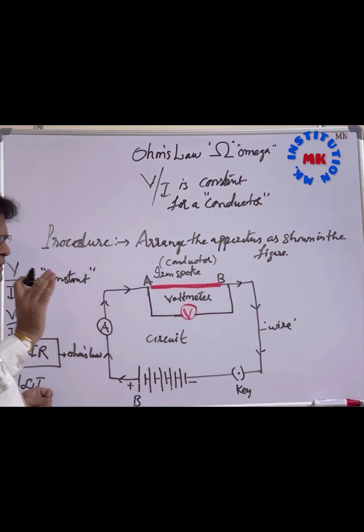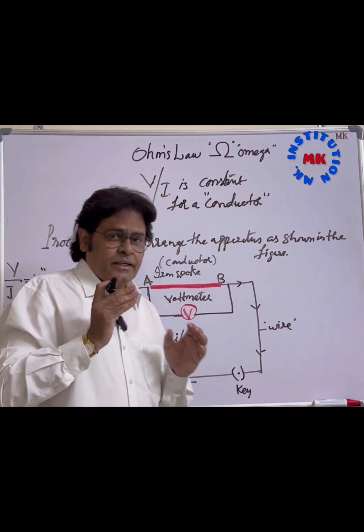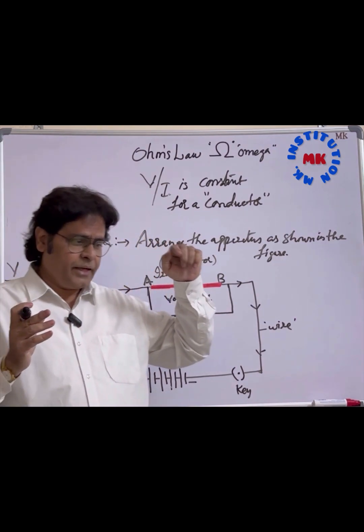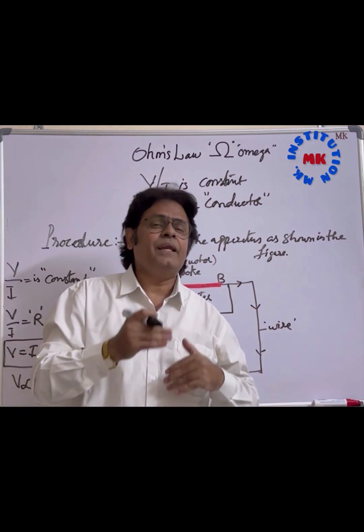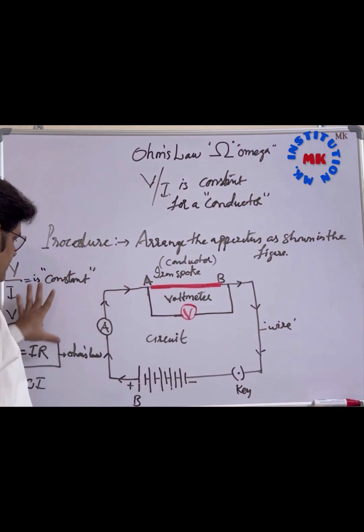The important thing here is: if resistance increases, then the current will decrease. And opposite to it, if resistance decreases, the current will increase. Later we'll study this experiment also. Clear? So these are the examples.